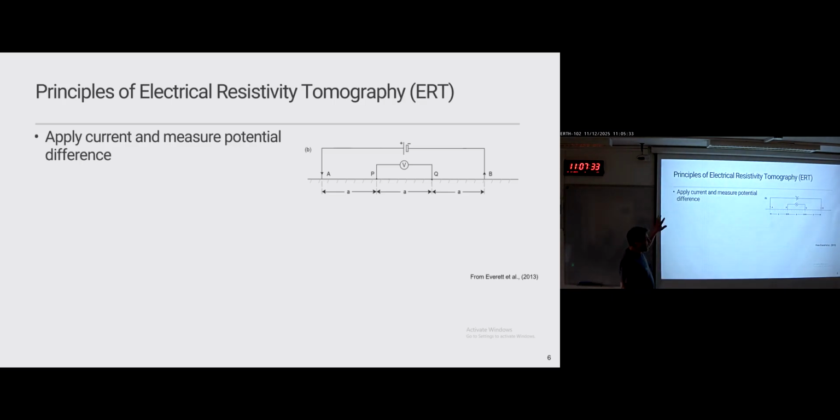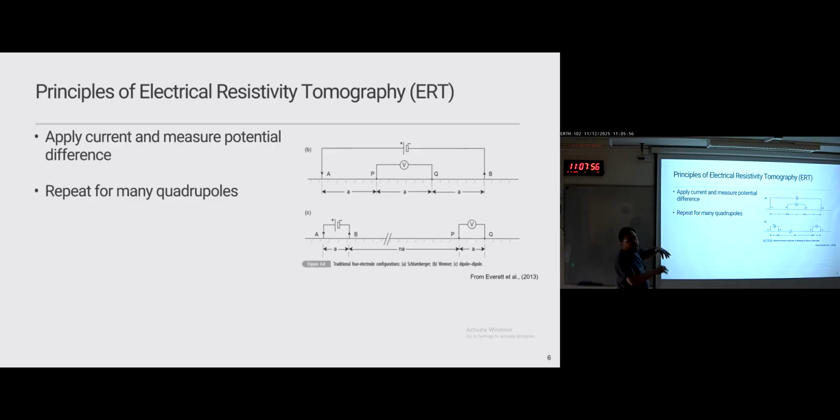So a few words about ERT. The idea is simple. We apply electric current. I cannot see it, I'm colorblind. So we apply current between two current electrodes, and we measure the potential difference in two potential electrodes. So really a very simple method.